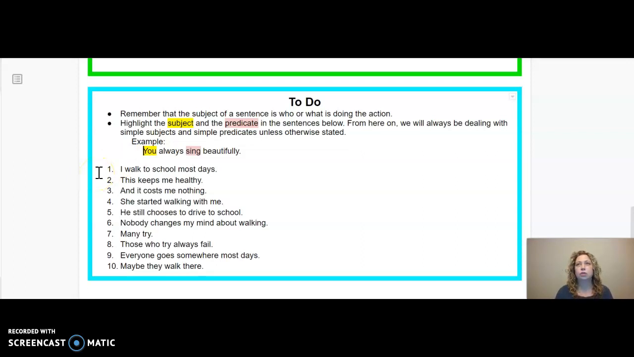If I'm talking to Joe, I might say, Joe always sings beautifully. But if I'm talking to Joe, isn't that weird? So instead of using his name, I would use a pronoun and say you. You always sing beautifully. So your job is just to go through these 10, highlight the subject in yellow, the predicate in pink.